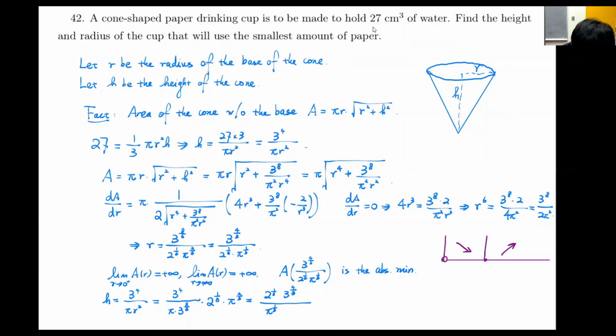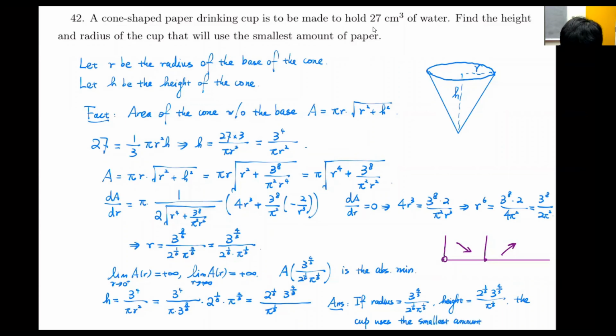So our answer is, well, the radius. So let me just write the following. So if the radius equals 3 to the 4 over 3 divided by 2 to the 1 over 6 pi to the 1 over 3, and the height equals 2 to the 1 over 3, 3 to the 4 over 3 divided by pi to the 1 over 3, then the cup uses the smallest amount of paper.